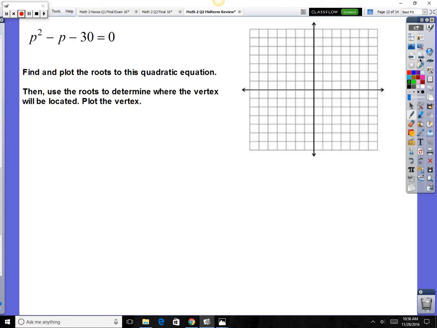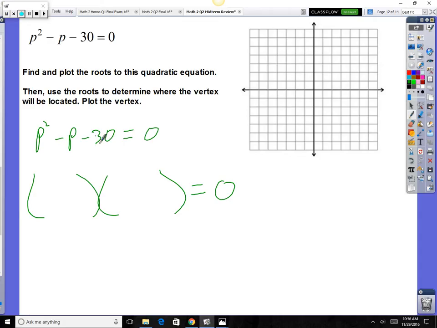Now, you're given a quadratic. Find the roots. And we're in business because everything is on the same side, and on the other side, you just have 0. So we have p squared minus p minus 30. Factor it. If you can factor it, you can find the roots pretty quick. There are numbers that will multiply to give you 30 and add to give you negative 1: 6 and 5. One of them is negative, and it's got to be the 6, because negative 6 times 5 is negative 30, and negative 6 plus 5 is negative 1.